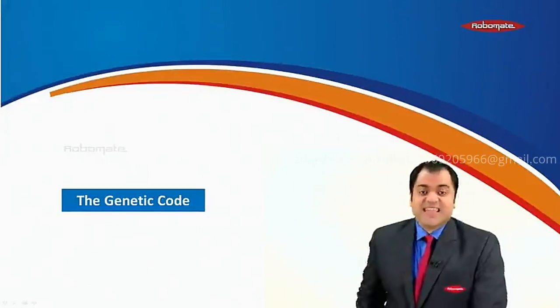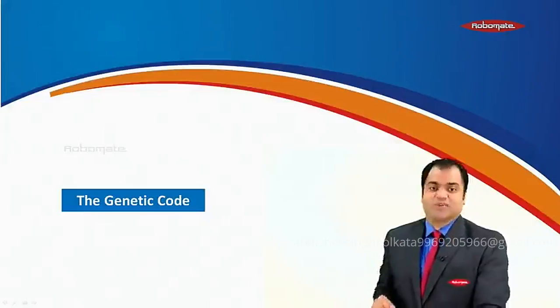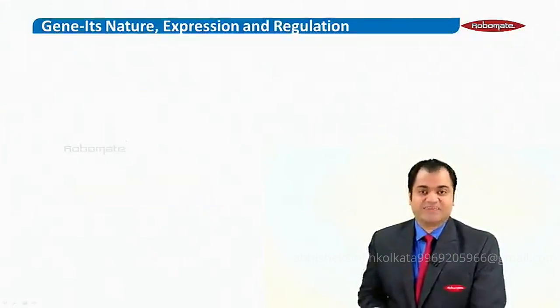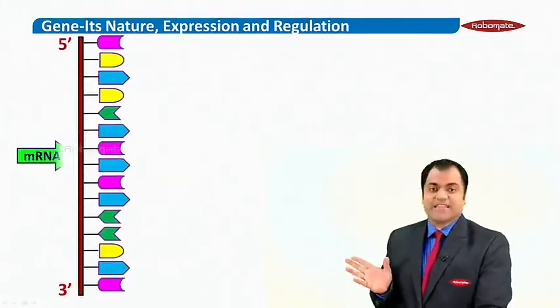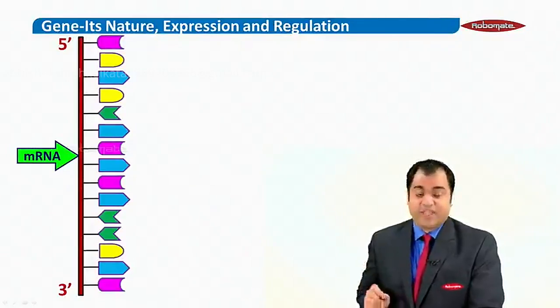Hello students, now let's talk about the genetic code. Look, listen and learn. So what you're looking at here is a strand of mRNA. You have seen this strand in the previous module.